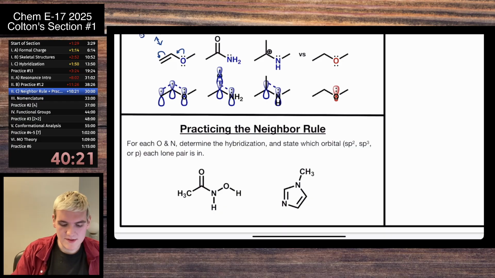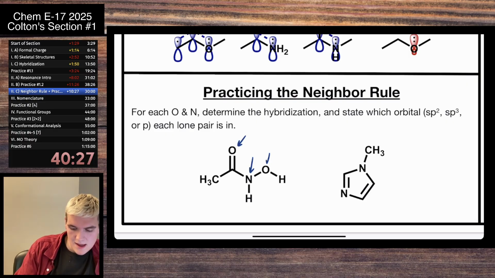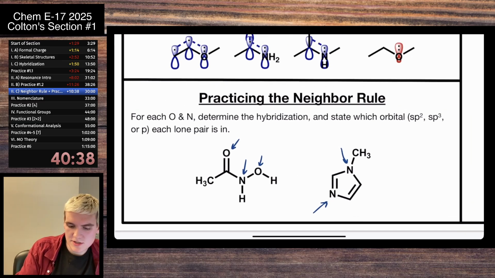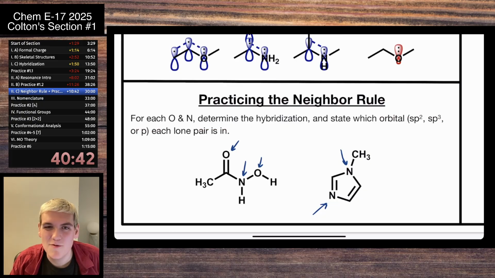So maybe can we do this quick practice? I want you to take like 30 seconds. And for each of these O's and N's, I want you to tell me just what is the hybridization. And really this is a check for can you apply the neighbor rule. Don't do this second thing of which orbital the lone pair is in, just time-wise. But take a minute and try to apply this.